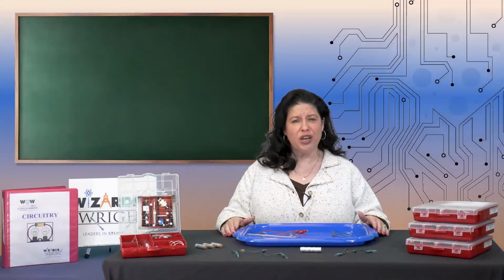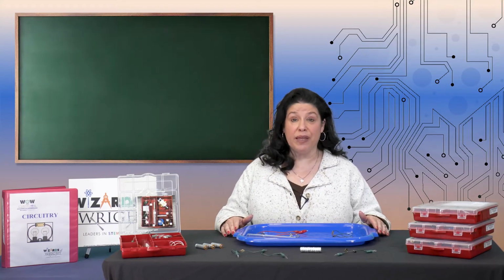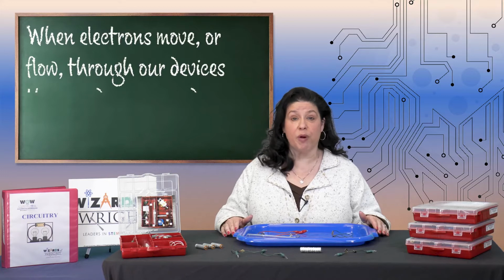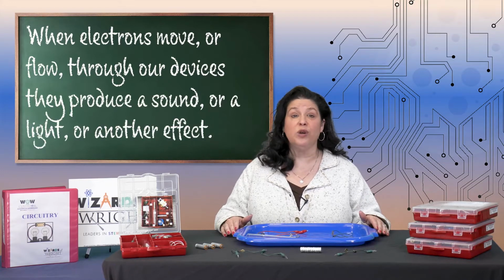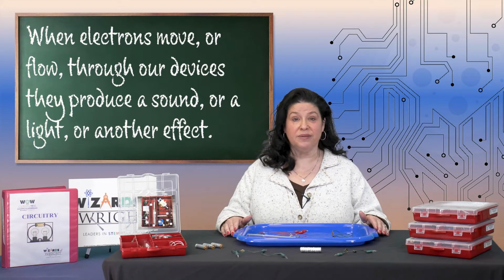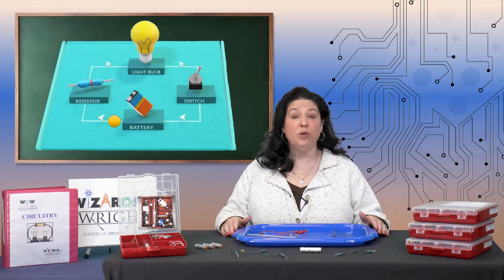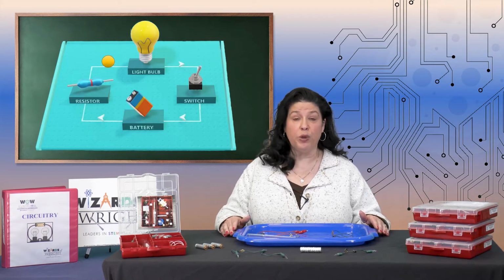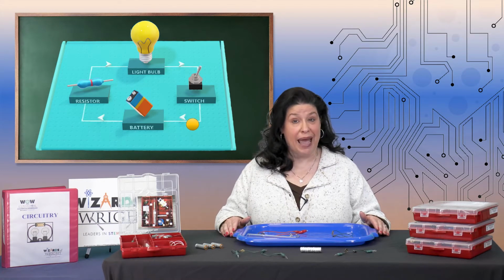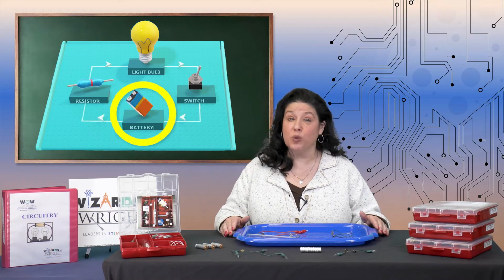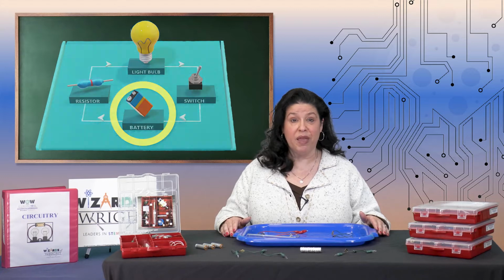But how do the electronics around us work? All matter has atoms, and when the electrons move or flow through our devices, they produce a sound or a light or another effect. Now, what have you already learned about circuits? Have you learned that for electricity to flow, you have to have a circuit, a complete path, and that there needs to be a source of electricity, like a battery?